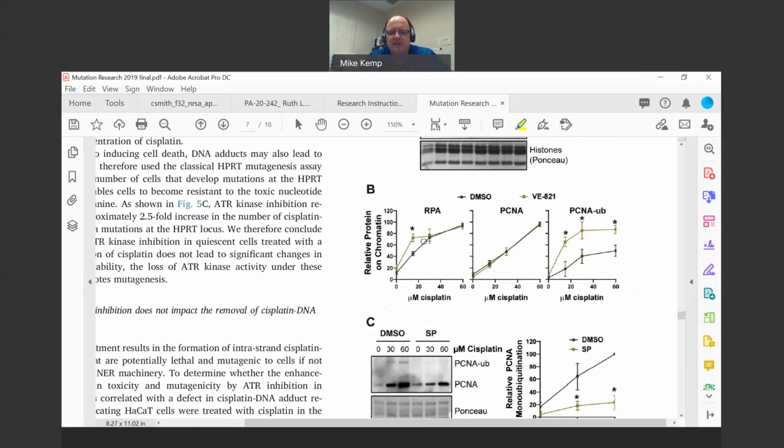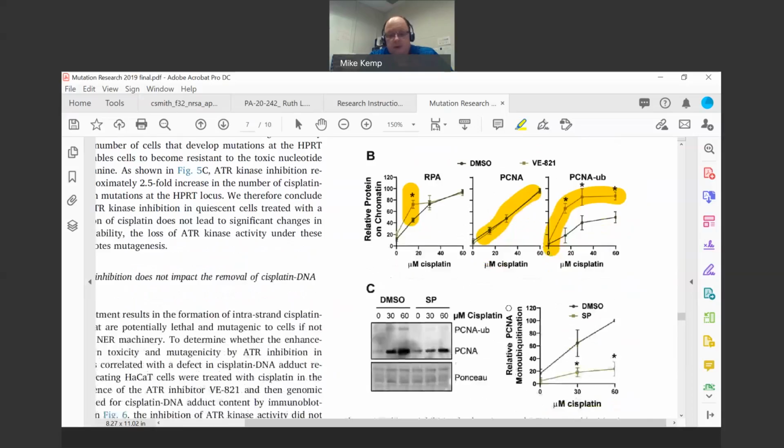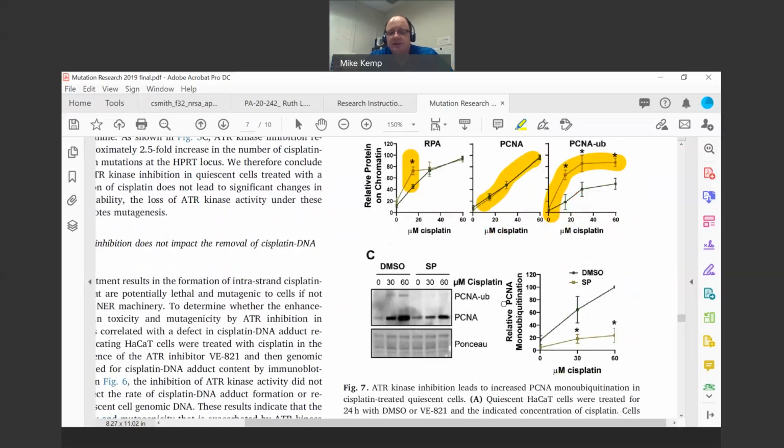So there is a modest difference in RPA levels at the lower doses of cisplatin. Really no effect between inhibiting ATR and PCNA, but when we inhibit ATR, we see more modified PCNA in these cells. Now, one of the questions I think one of the reviewers had was, well, is this PCNA loading and association with chromatin dependent on repair?